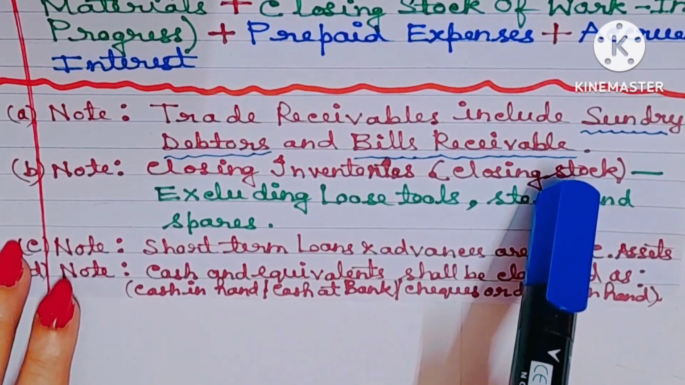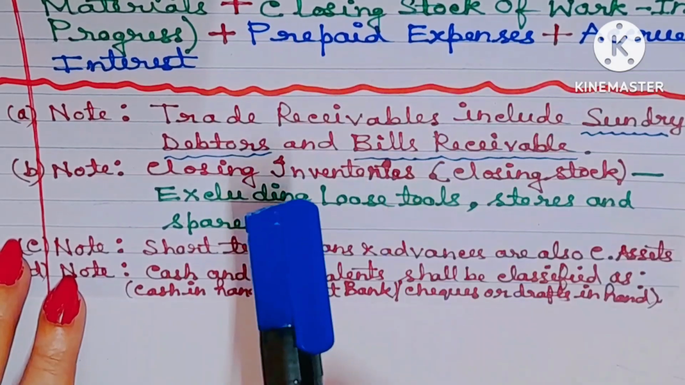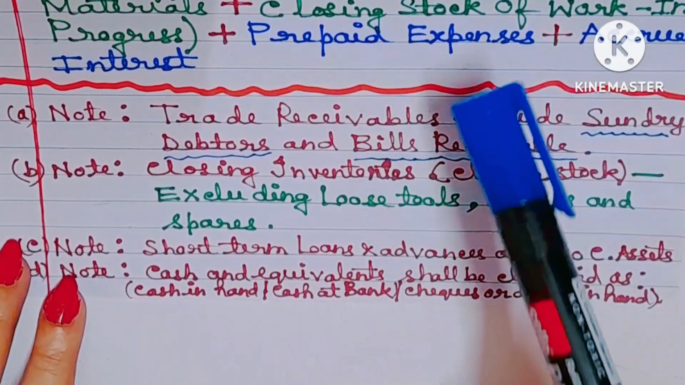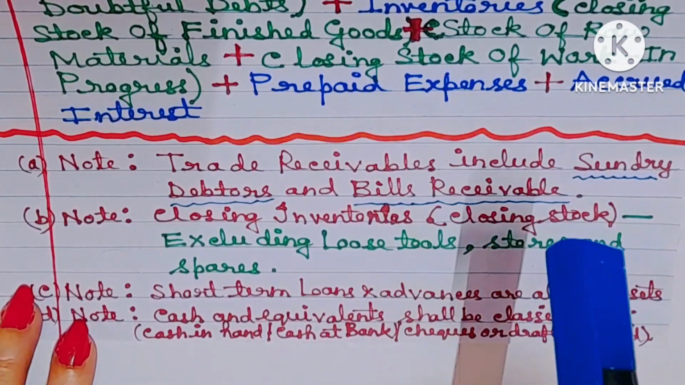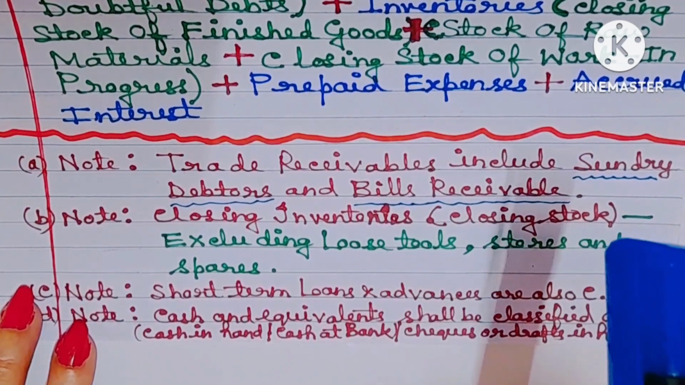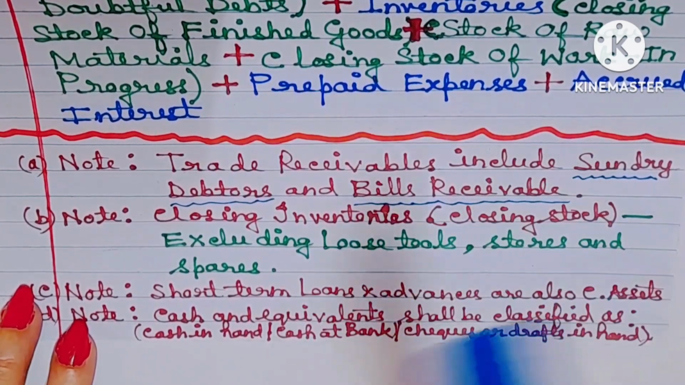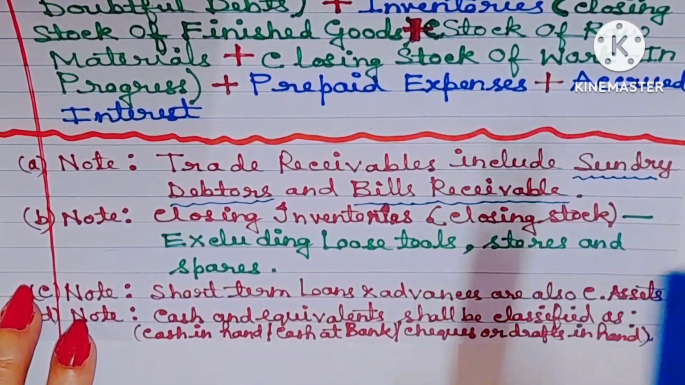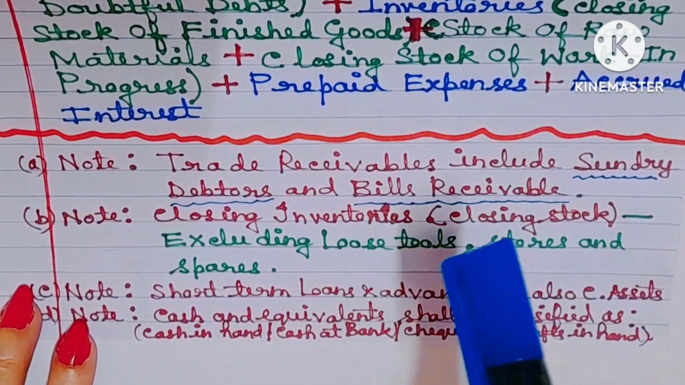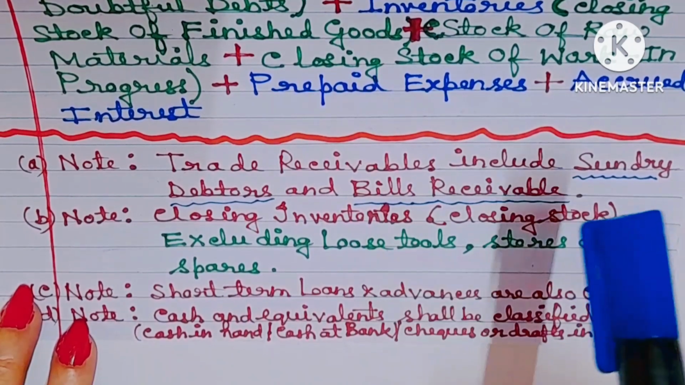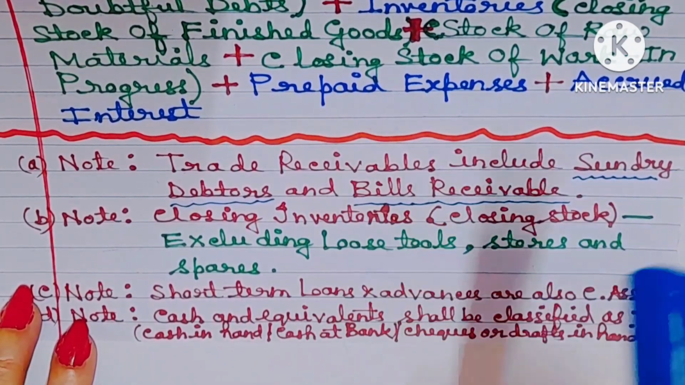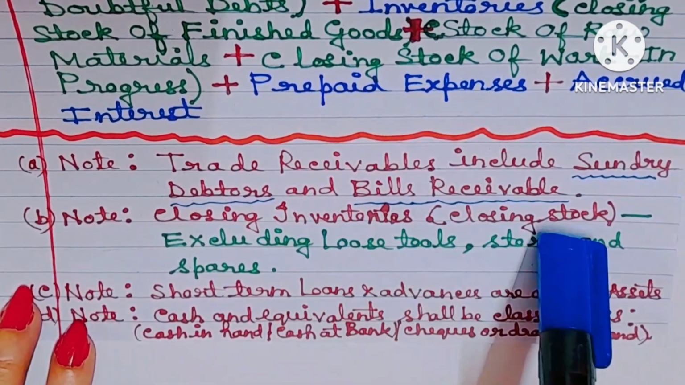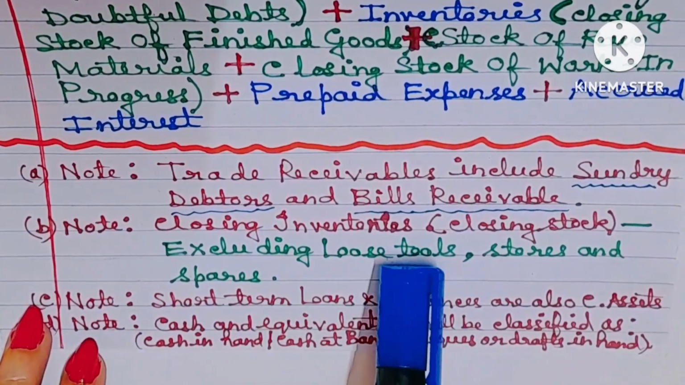They may also give it separately, sundry debtors plus bills receivable. Then what will you do? In current assets, sundry debtors minus provision for doubtful debts. If sundry debtors is given in the problem and provision for doubtful debts is also given, then you got to deduct provision for doubtful debts from sundry debtors. If trade receivables is given in the problem and provision for doubtful debts is also given, then you got to deduct provision for doubtful debts from trade receivables. Otherwise, trade receivables is equal to sundry debtors plus bills receivable. Note, closing inventories is equal to closing stock always.